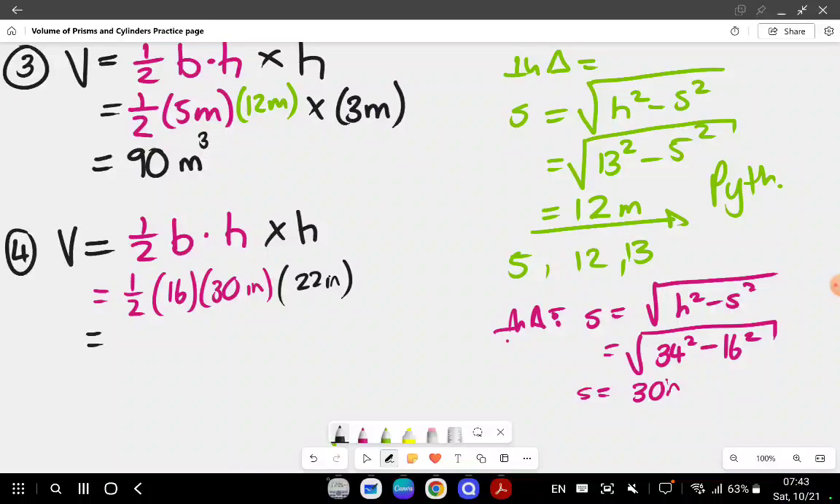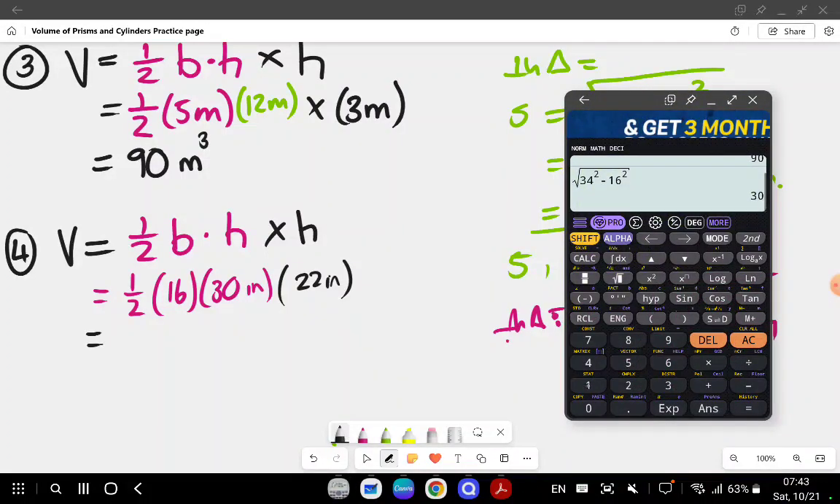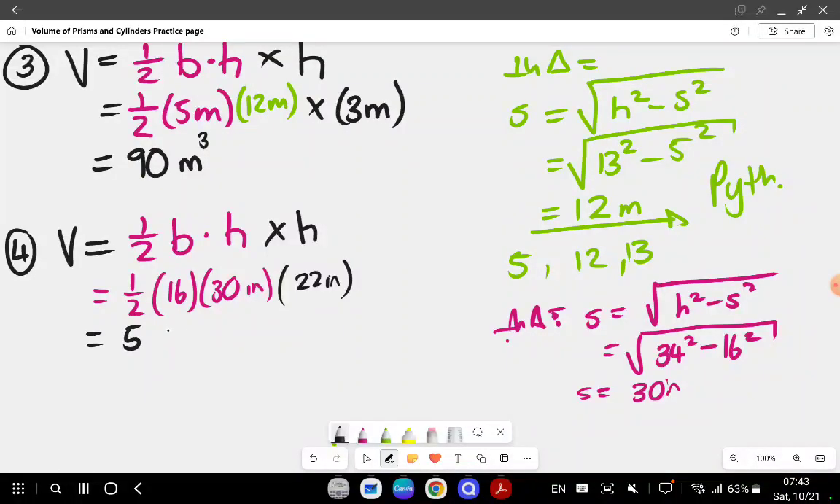That gives me half times 16 times 30 times 22, 5208 inches cubed.